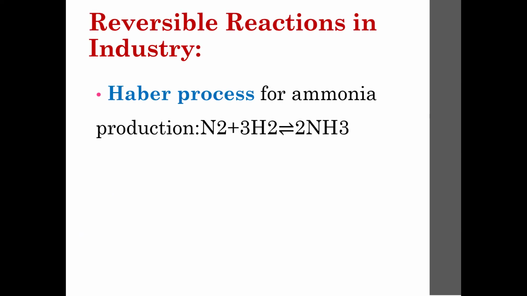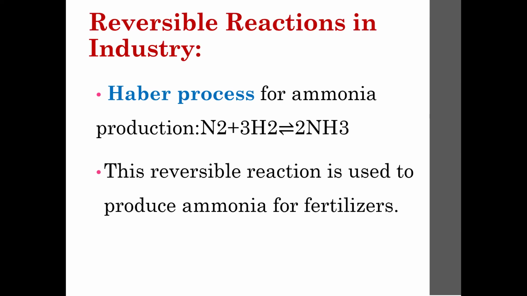The application in industry: the Haber process for ammonia production. This is a process to produce ammonia by reacting nitrogen gas with hydrogen gas. And this reaction is reversible. Ammonia dissociates into nitrogen and hydrogen. And this is the method that is used for the production of ammonia for fertilizers.